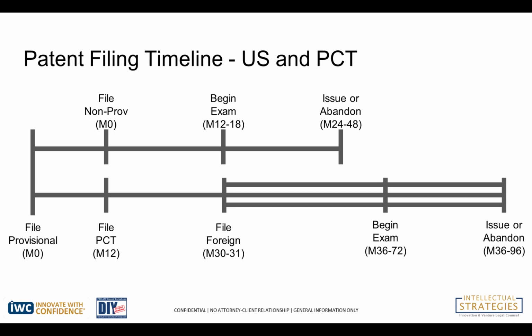You'll notice that the PCT filing date on the lower line is labeled as month 12. This is different from the U.S. filing, which is labeled as month 0 for the non-provisional patent application. This is because the PCT process is triggered and timed from the date that the provisional application is filed rather than the date that the non-provisional patent application is filed. The total timeline for the PCT process is usually between 30 and 31 months.